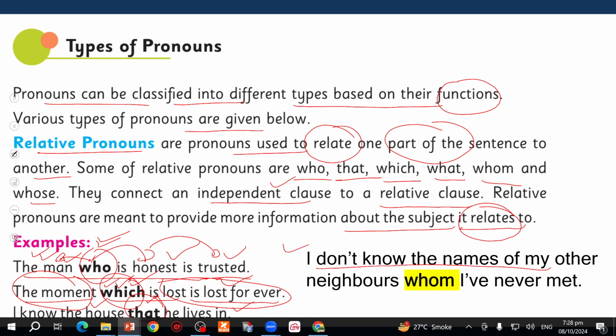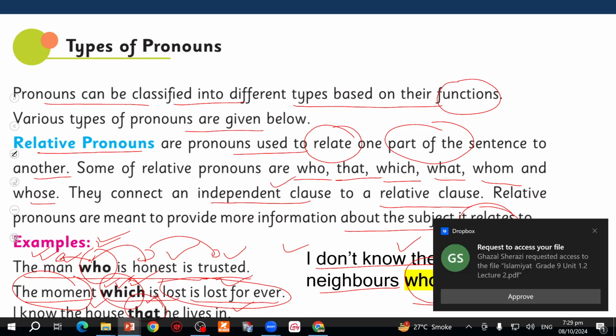Then, I don't know the names of my other neighbors whom I have never met. So I don't know the names of my other neighbors and I've never met. We are linking it. Who are we referring to and who are we relating to? Neighbors whom we don't know or we have never met. So who, which, that, and whom. These are our relative pronouns. Who is mostly used with the singular, with the subject, which is a living being. And which is used when we are referring to one entity or one thing.